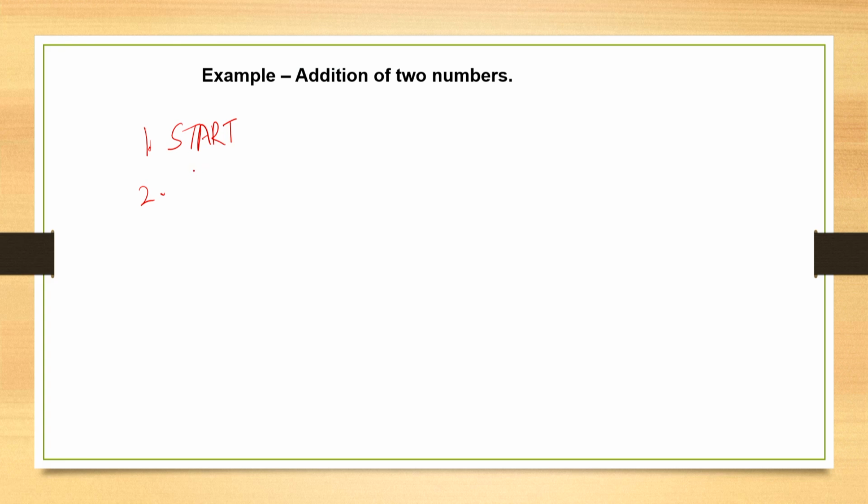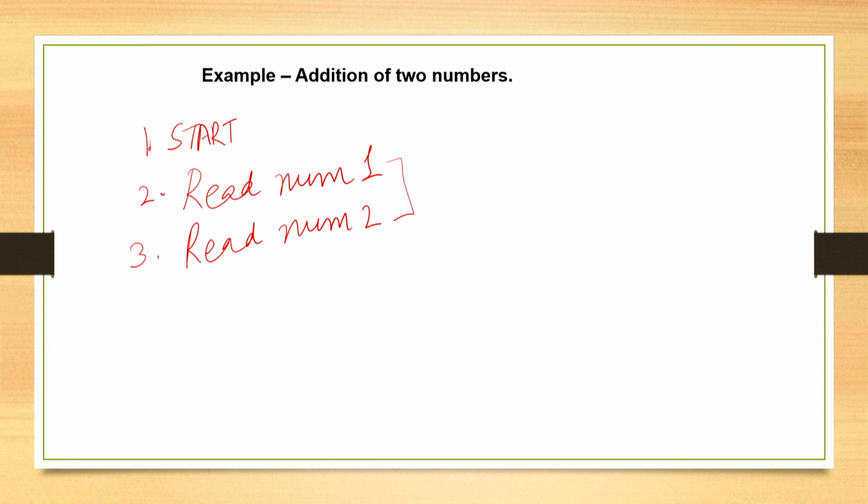So, next step is what? Read num1, then read num2. So, it means what? You have taken an input of number 1 and number 2. This can be combined also in one step. You can write it as read num1 and num2 that you want to add.